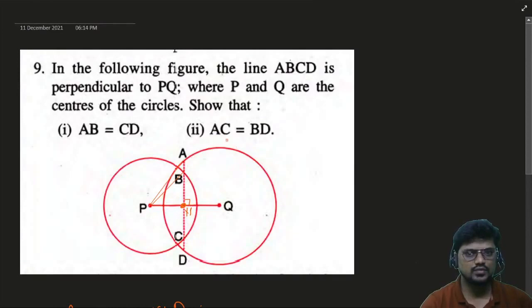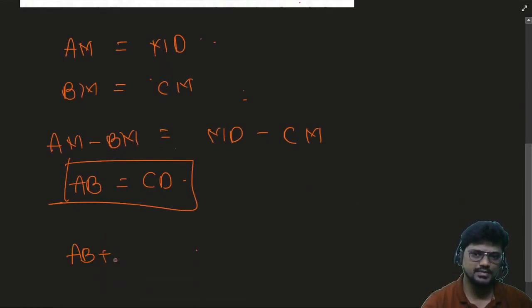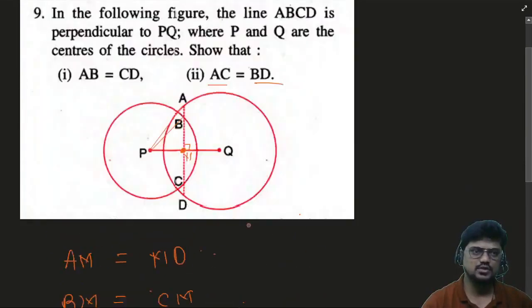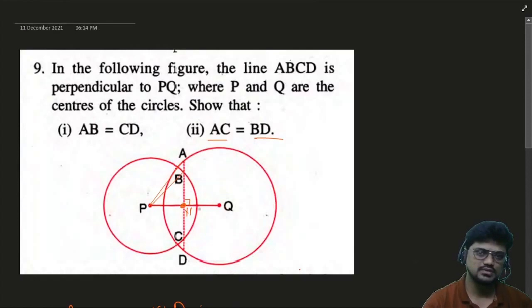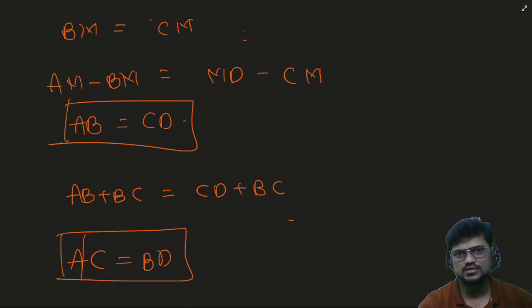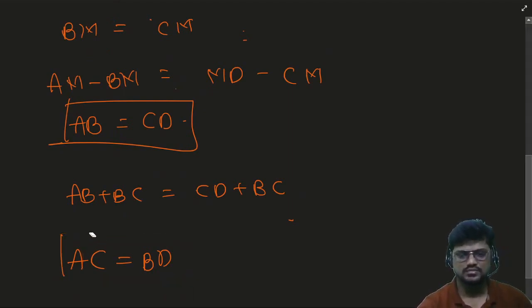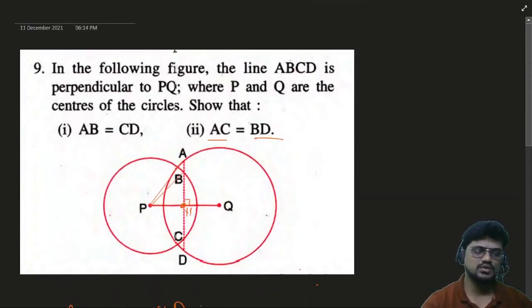Clear? Then you have to prove AC is equal to BD. If I add BC on both of them, AB plus BC, and this is CD plus BC. AB plus BC is how much? AC. And CD plus BC is how much? BD. The next one is also proved. So AC is equal to BD. You can prove this also.